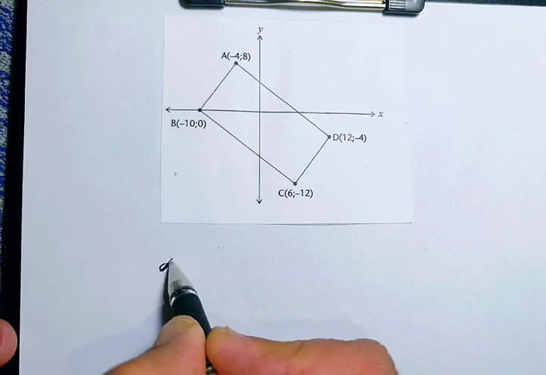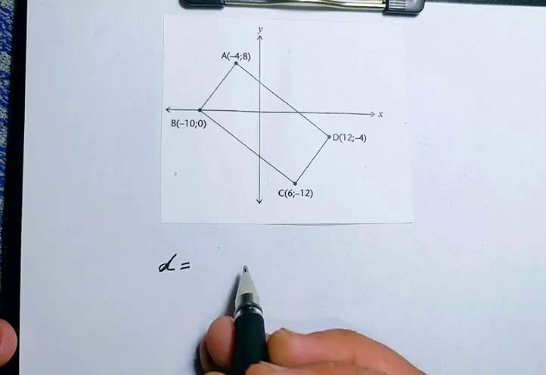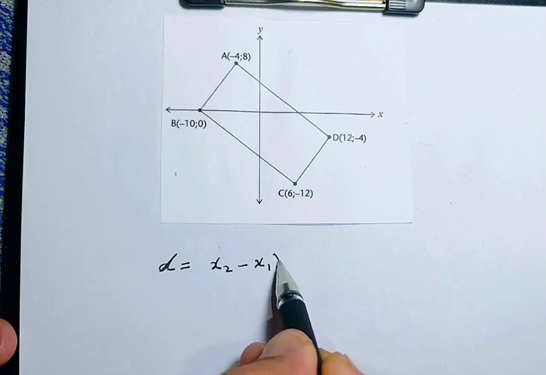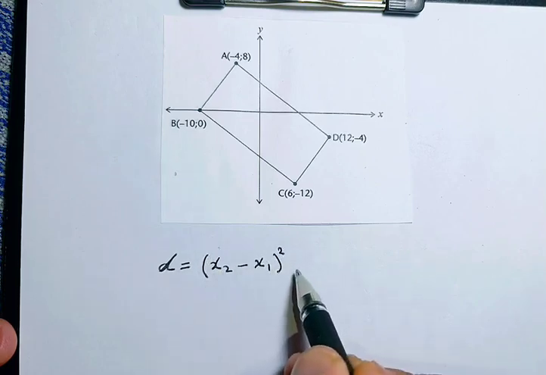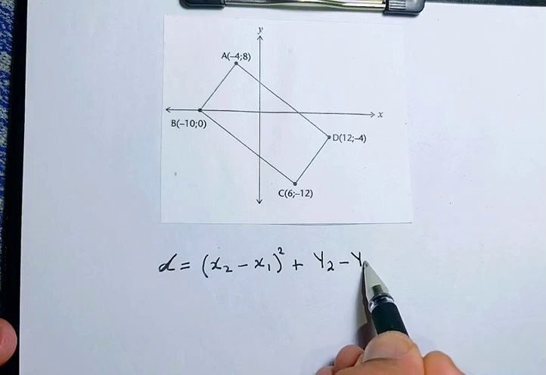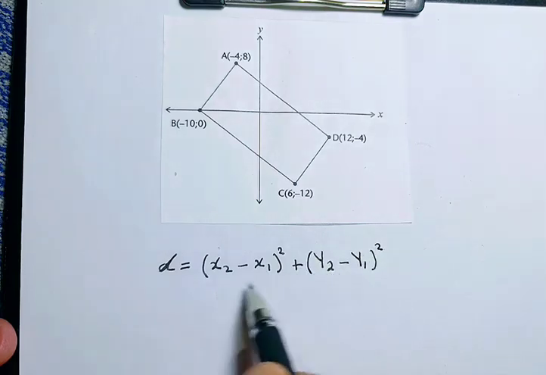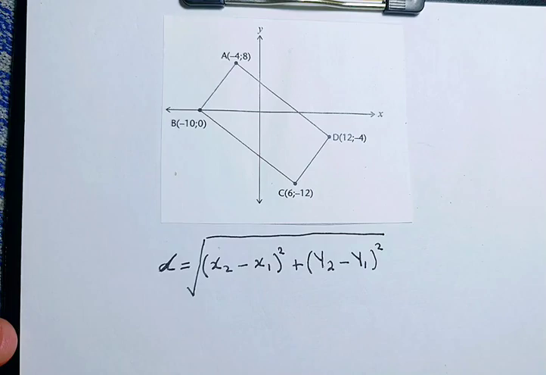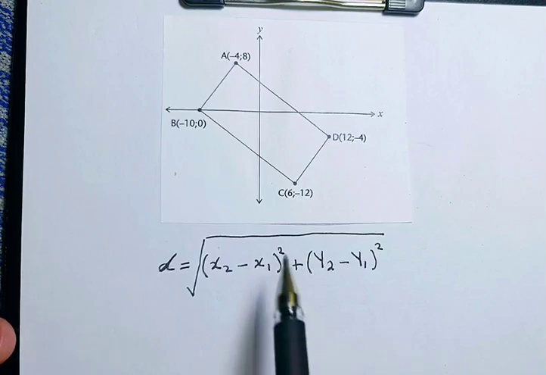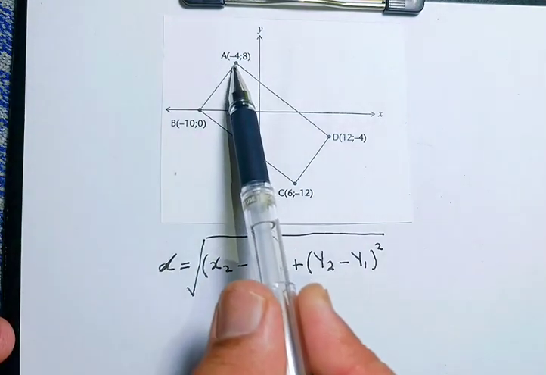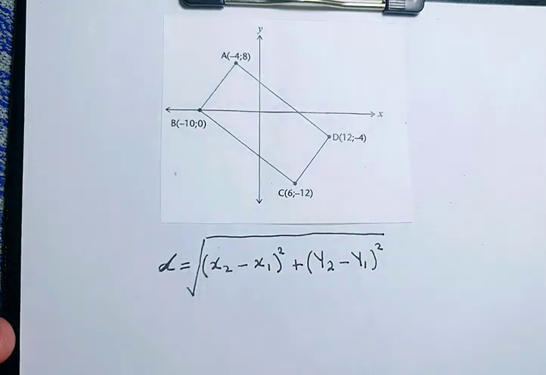Distance d is equal to the square root of x2 minus x1 squared plus y2 minus y1 squared. This is the formula. Now say we need to find the distance between A and B, between these 2 points. So how are we going to use the distance formula?